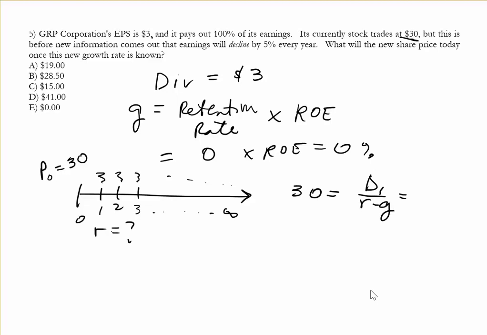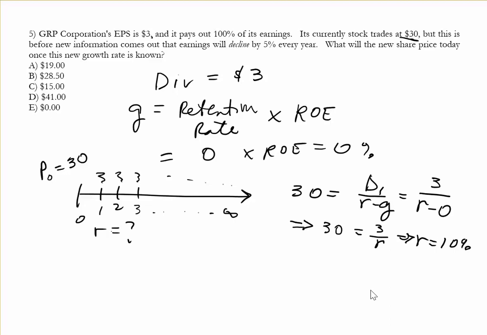So we want to use the dividend in 1 year. In this case it's $3, and we've already discussed that the growth rate has to be 0. So this reduces to 3 divided by R, which means that R is 10%. So this is the required rate of return that the market has on this stock.